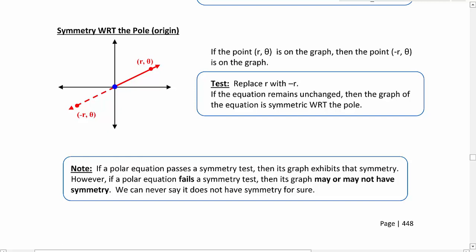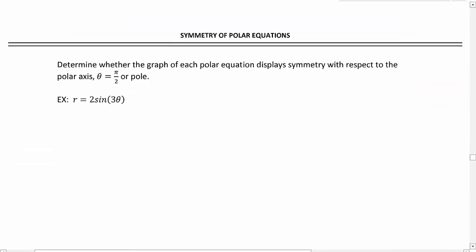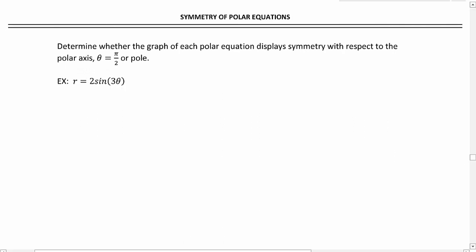So in our next couple examples, we're going to test an equation for these three types of symmetry. And if it fails one of the types, we're not going to say no, but instead we're going to say maybe. So let's determine whether the graph of each polar equation displays symmetry with respect to the polar axis, theta equals pi over 2, or the pole. In our first example, r is equal to 2 sine of 3 theta.